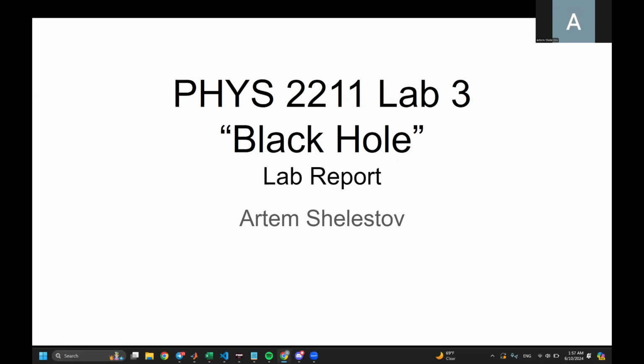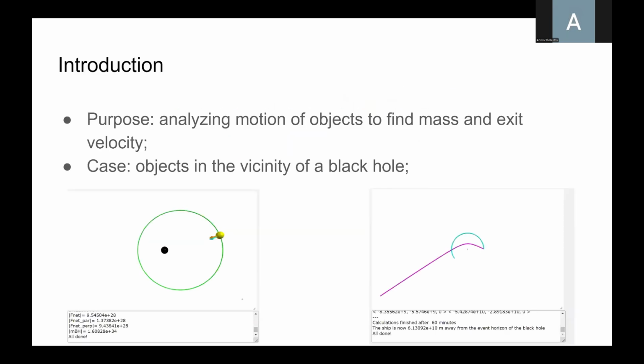The purpose of this lab was to analyze the motion of objects in the vicinity of a black hole to find mass and exit velocity. We found mass using a star orbiting it, and as we can see in the picture on the left, the mass turned out to be 1.6 times 10 to the 34th kilograms, and find an exit velocity for a ship orbiting the black hole with a planet next to it as well.